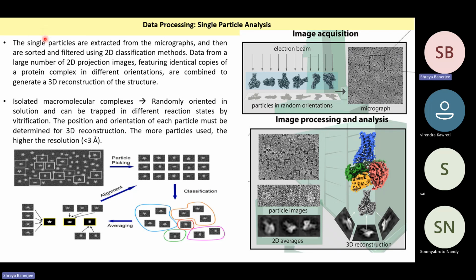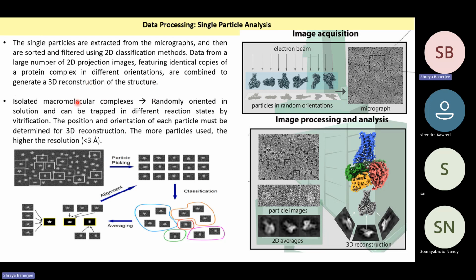Then about the data processing. So the single particles extracted from the micrograph are sorted and filtered using 2D classification methods. So you can find out which class each of your images will fall under. You can see this is a 3D structure and these are different 2D projections of the structure. So each image that you get can be classified into a different 2D projection, and you will get several identical copies of the protein complex in different orientations.